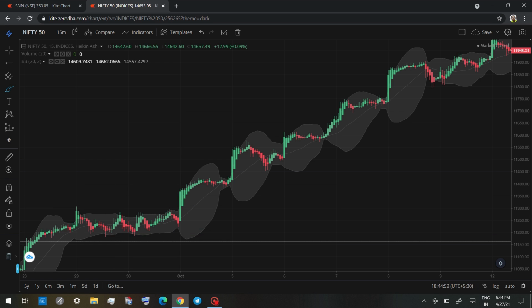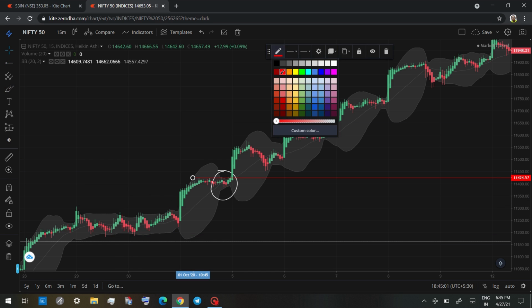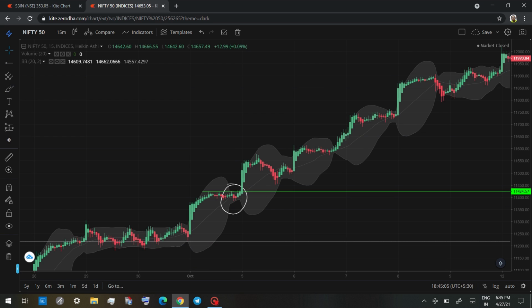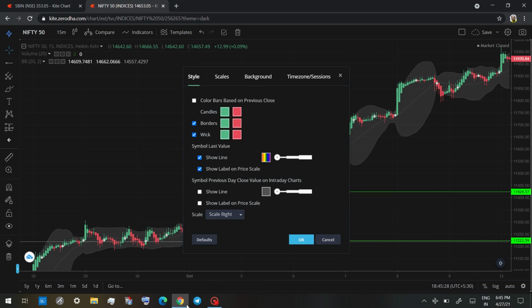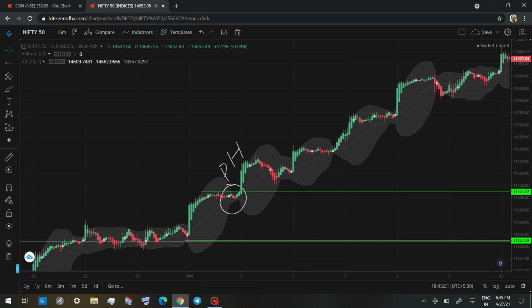Check here. What happened? A skew happened. Just wait. I am going to draw a previous high trend line. This is the previous high. I'm going to draw a previous low. This may be the previous low. Either it should break this, or it should break this.